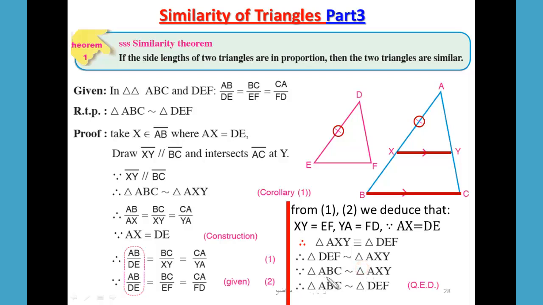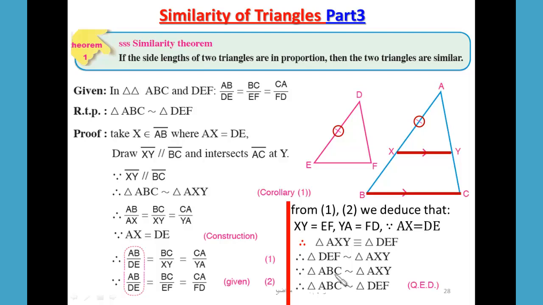And since triangle ABC is similar to triangle AXY, from the corollary, triangle ABC is similar to triangle AXY. Again, ABC is similar to AXY. Then you can say that triangle ABC is similar to triangle DEF because these two small triangles are similar too. Then we complete the proof. Then triangle ABC is similar to triangle DEF.